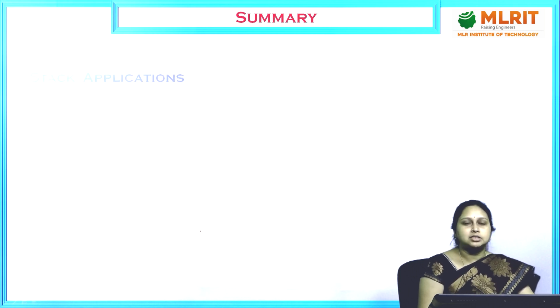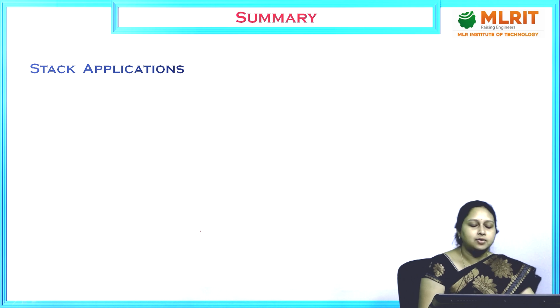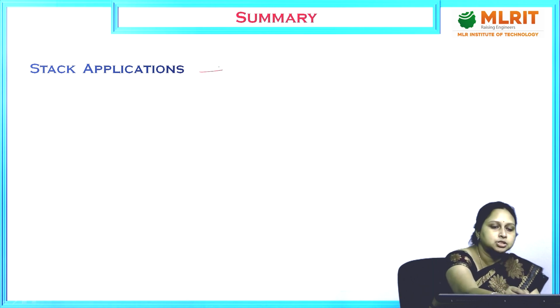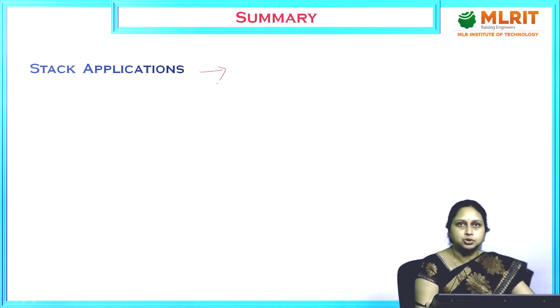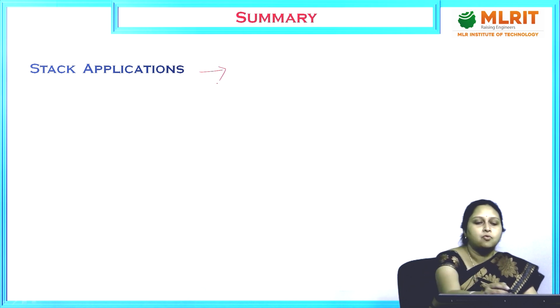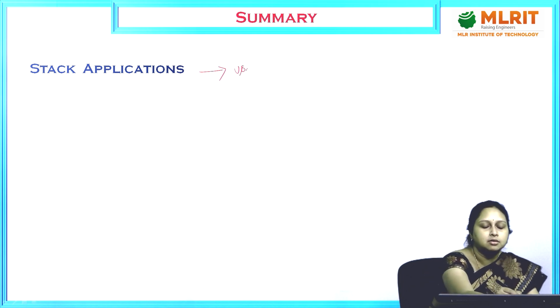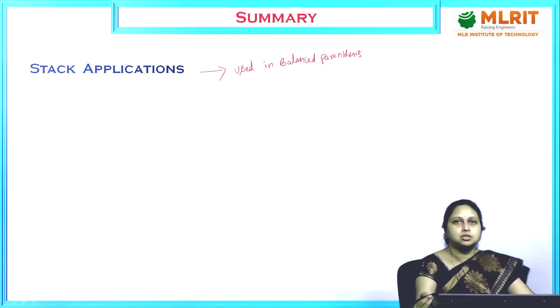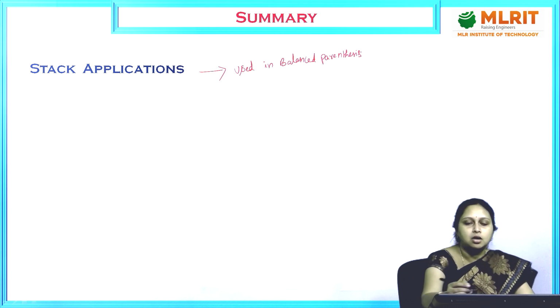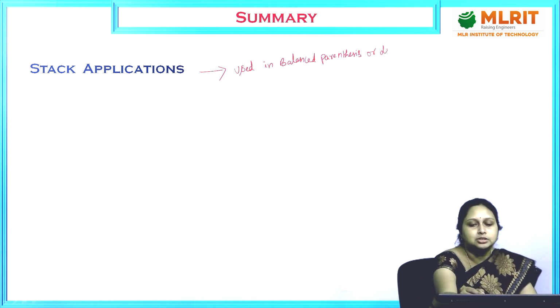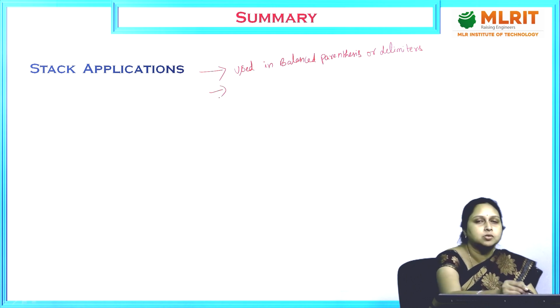And we have seen the summary. We have discussed the stack applications. We have 4 different types of applications present in stack. One is used in balanced parenthesis, whether the given expression has balanced parentheses or not, or sometimes we can call them delimiters also. Balanced parenthesis or delimiters, both are the same.